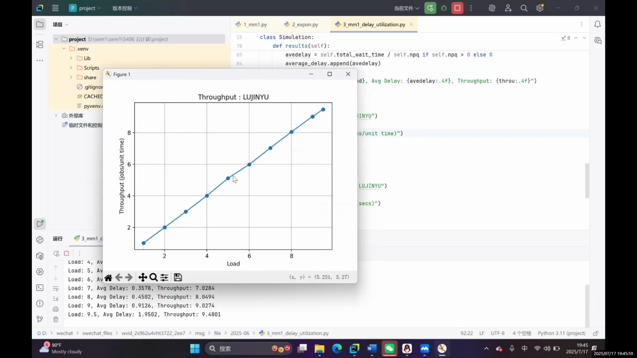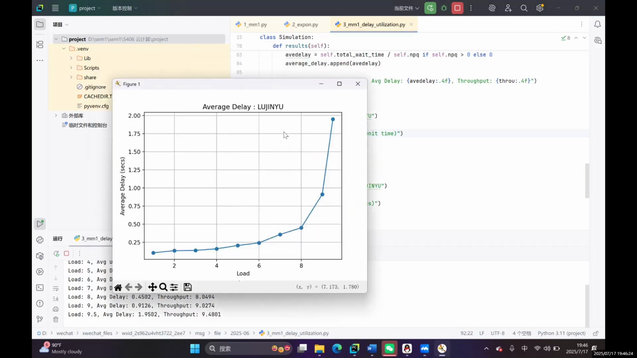And as load increases up to 9.5, the throughput approaches the server's capacity near 10, which is the maximum possible throughput. So this matches queuing theory. The maximum throughput is bounded by the server's capacity, as we learned in the course. And the second picture shows the average delay with different loads.